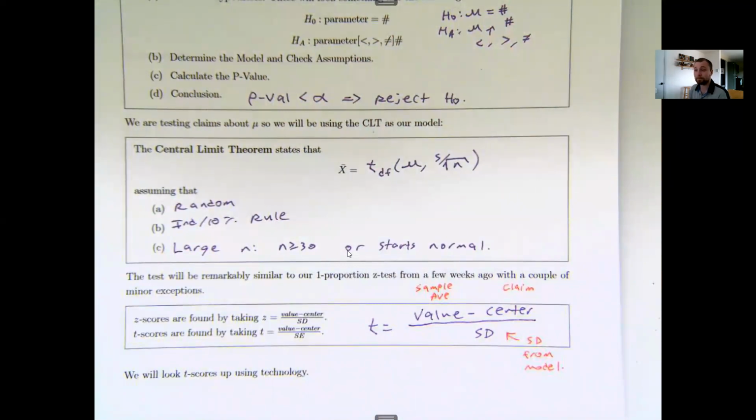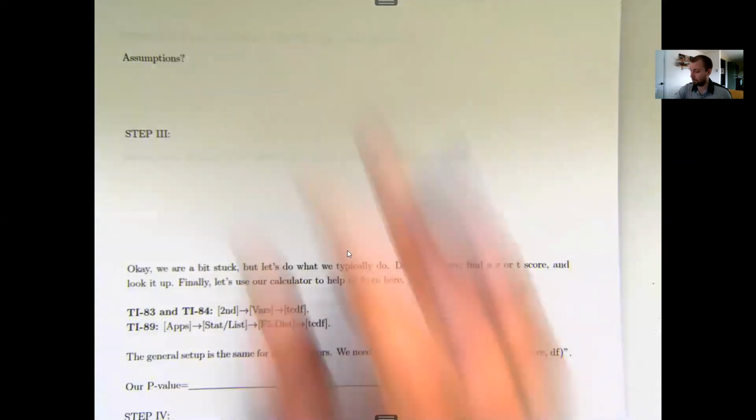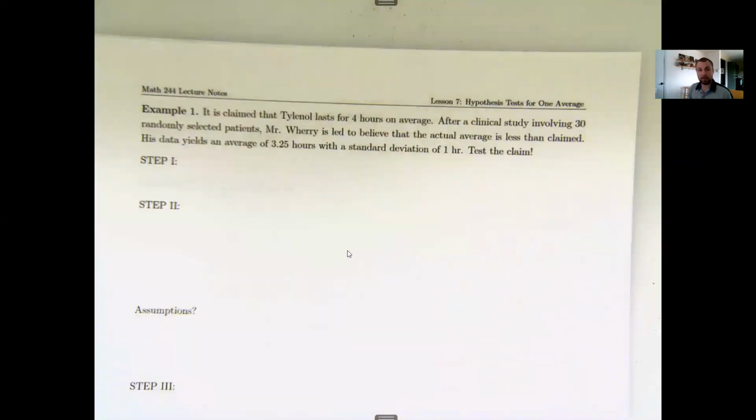Let's just do it. 4-step process. Example 1, it is claimed that Tylenol lasts for 4 hours on average after a clinical study involving 30 randomly sampled patients. Mr. Ware is led to believe that the average is actually less than claimed. This data yields an average of 3.25 hours with a standard deviation of 1 hour. Test the claim.